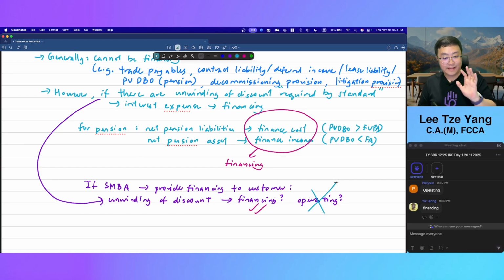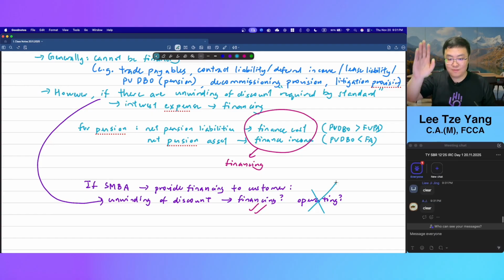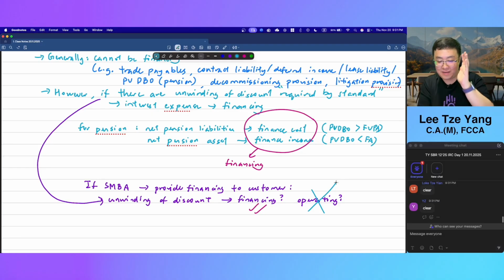Okay, everyone, I hope I make it clear. Are you clear now? In short, you just remember, unwinding of discount, confirm financing. Yeah, everyone, if clear, say clear. Are you clear? Unwinding of discount, not related to the loan one, confirm financing. That's what the standard says. They make it very clear. And this is where the article didn't make it clear, so I think I make it very clear for you. Okay, then everyone, if clear, I give you one example. If you can understand this one, then you will be good already.